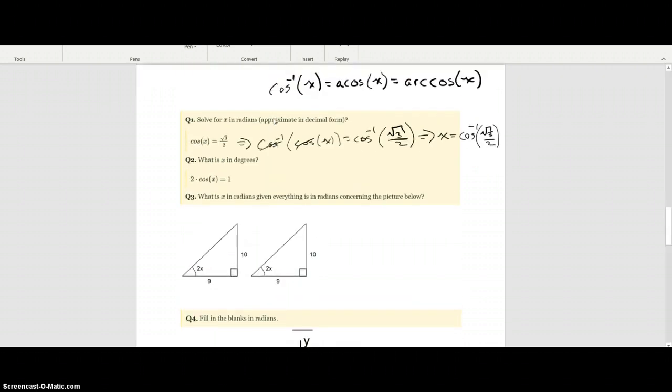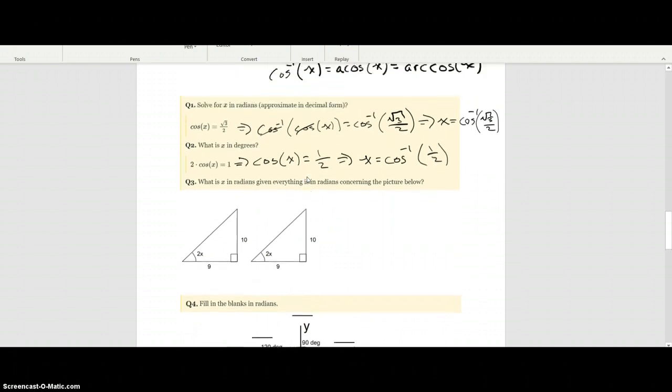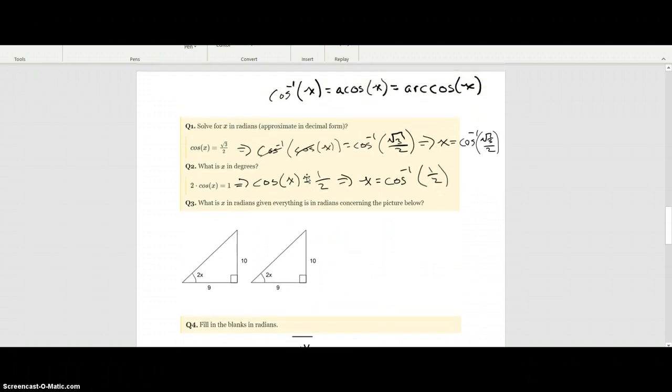Alright, let's look at the next one. So this one we have to do a little bit of algebra right before. So we get cosine of x is equal to 1/2. Then we take the inverse on both sides. So we get x is equal to cosine inverse of 1/2. Then we plug that in our calculator. And we make sure on our calculator for here we're using radians, and for here we're using degrees.